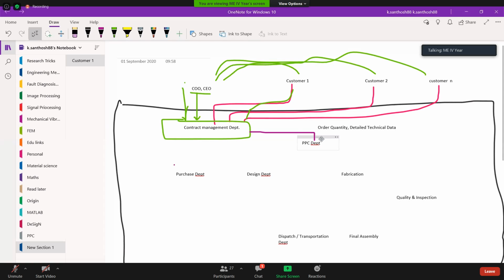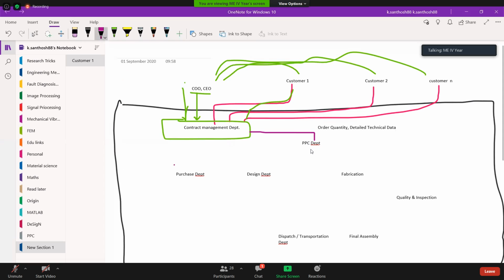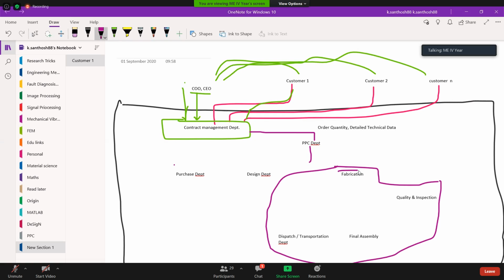Once they know how much the customer needs, PPC will take that order and analyze how much quantity we can manufacture inside the factory. This is our entire factory, and they will see whether the facilities are available, in the fabrication or in-house section as we call it. Apart from that, everything can be made in-house.